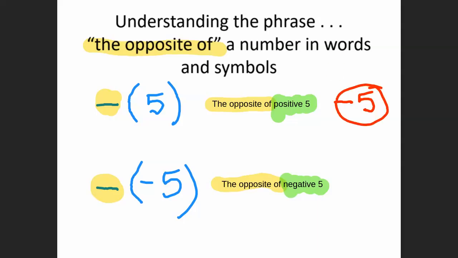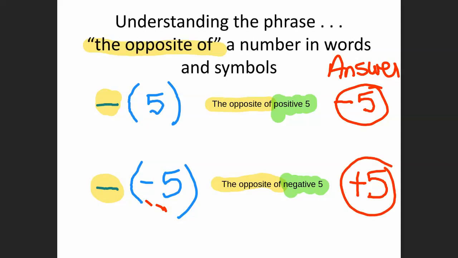This is my answer. Now down here, the opposite of negative 5 is going to be a positive 5. So the phrase the opposite of is representing a negative sign. And some of you may say, well, why don't they just say -5 instead of the opposite of? Well, this is algebra language, and math is a language. So you are going to be learning to read and write the language of math.